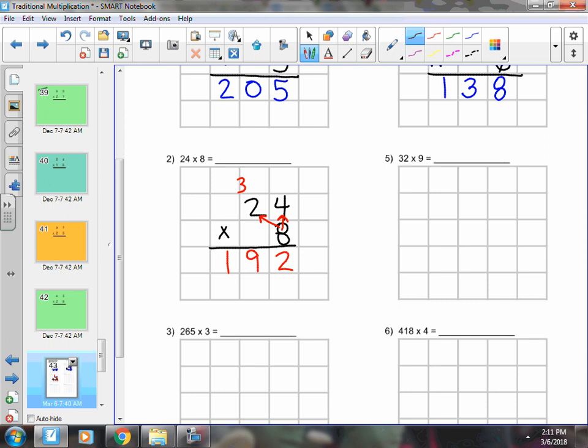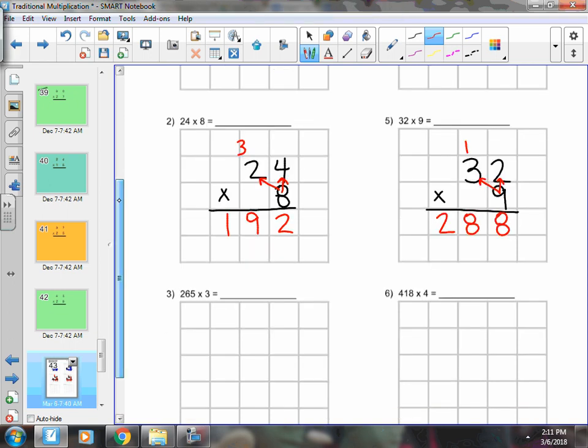Right next door, 32 times 9, 9 times 2, and 9 times 3. 9 times 2 is 18. 9 times 3 is 27, plus 1 is 28.